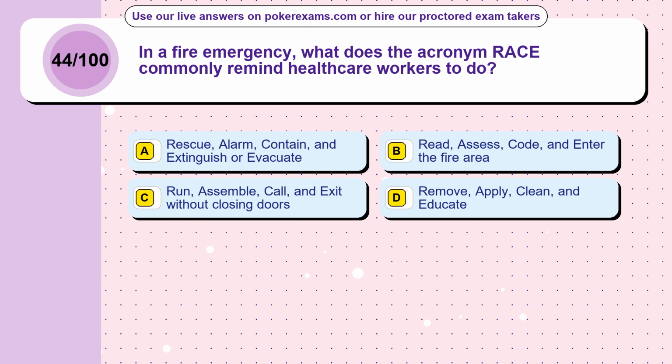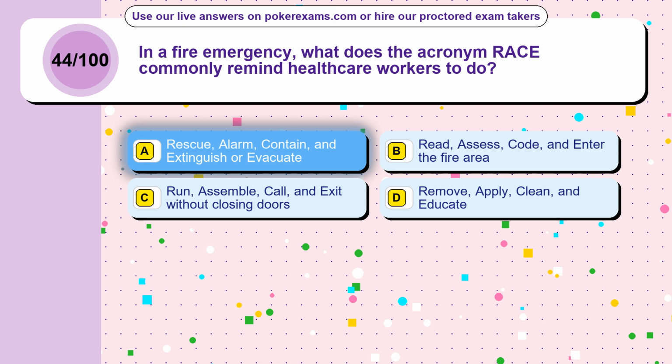Question 44. In a fire emergency, what does the acronym RACE commonly remind healthcare workers to do? Option A. Rescue, alarm, contain, and extinguish or evacuate. Option B. Read, assess, code, and enter the fire area. Option C. Run, assemble, call, and exit without closing doors. Option D. Remove, apply, clean, and educate.